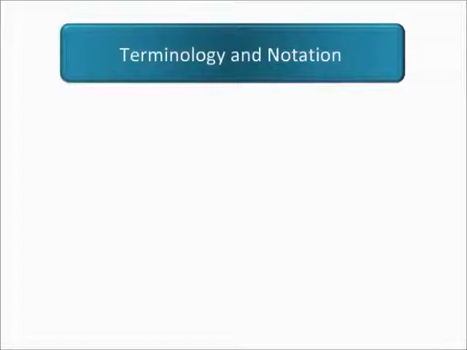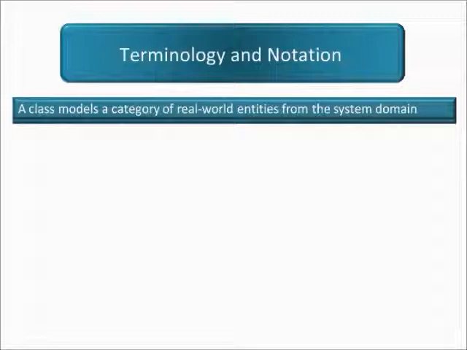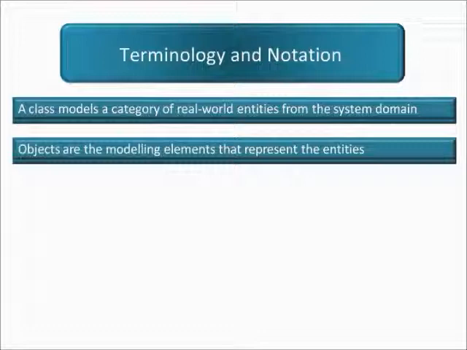We will present some terms and notation associated with the process of analyzing the requirements document. Several of these will be familiar to you from your knowledge of software implementation. A class models a category of real-world entities from the system domain. Although these may be tangible real-world things, they may also be intangible things such as events, roles, and organizational units. Whether the entities are tangible or not, the modeling elements that represent them are referred to as objects.